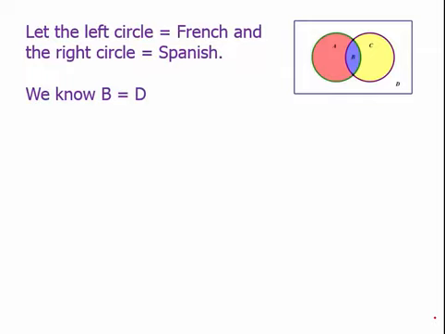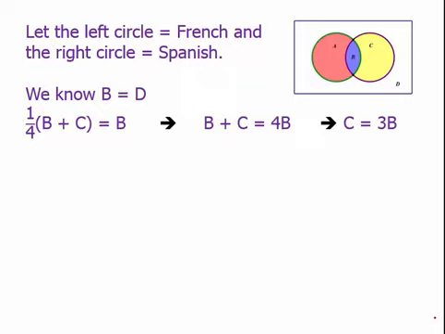Second, we're told 1/4 of those who study Spanish also study French. Well, those who study Spanish, that's B plus C. So 1/4 of B plus C equals the ones who also study French. So those are the people in the overlap group. So 1/4 (B plus C) equals B. I'm just going to clear the fractions by multiplying that equation by 4. And then it turns out I can subtract B from both sides, and I get C equals 3B.